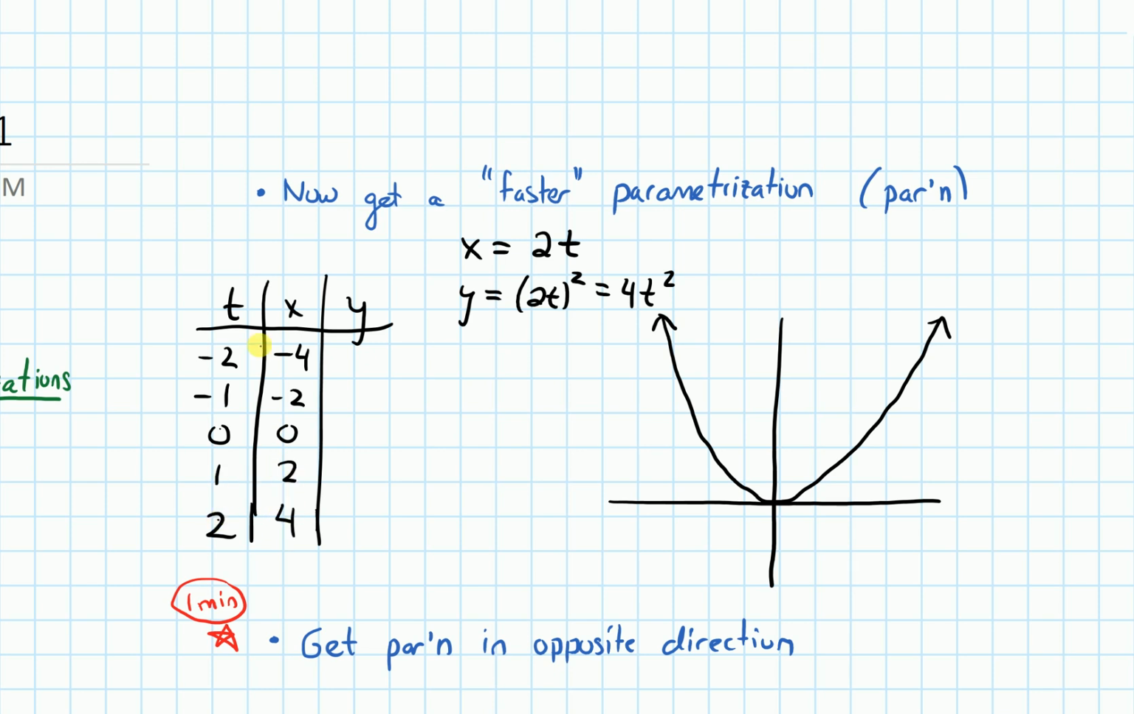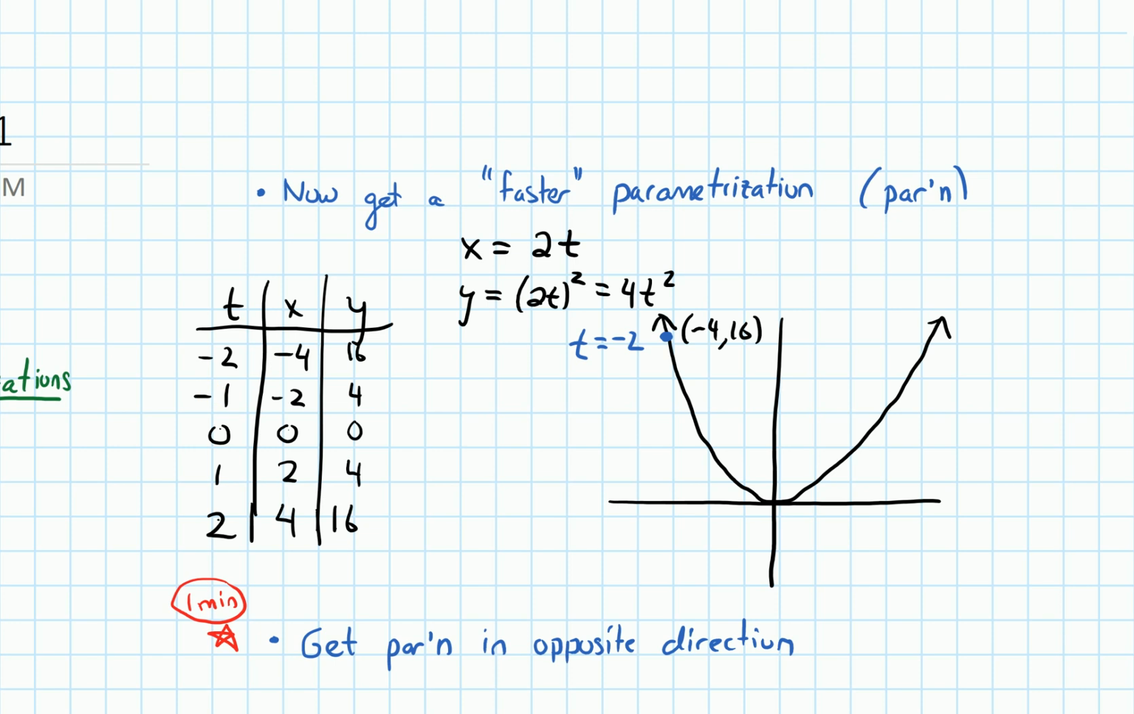And when we plug these into the y-coordinate, we'll end up squaring these. So we'll get 16 here, +4, 0 squared is 0, and then we'll get 4, and we'll get 16. All right, so in this case, when t equals -2, we are a lot higher up on the parabola. So when t equals -2, we are at the point -4, 16 on the parabola.